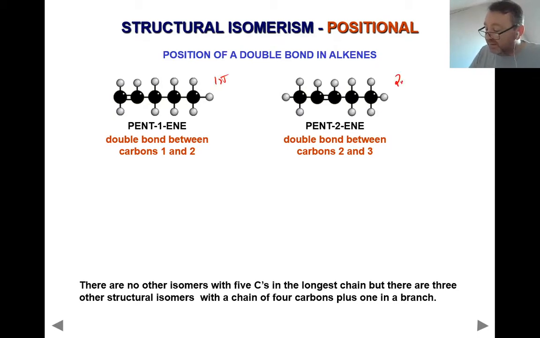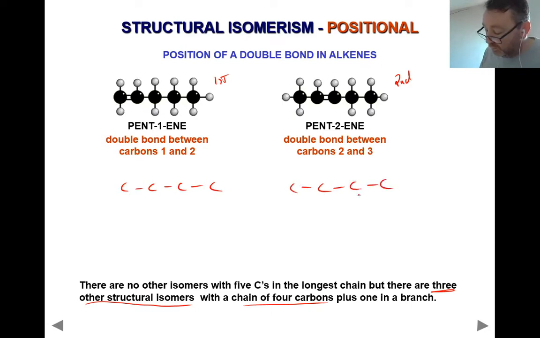There's the second one. And down here it says that there are 3 other structural isomers with a chain of 4 carbons. So let's take a look. 1, 2, 3, 4. 1, 2, 3, 4. And 1, 2, 3, 4. Let's see if we can find them. Okay. So what does it mean when we're taking a chain of 4 carbons?